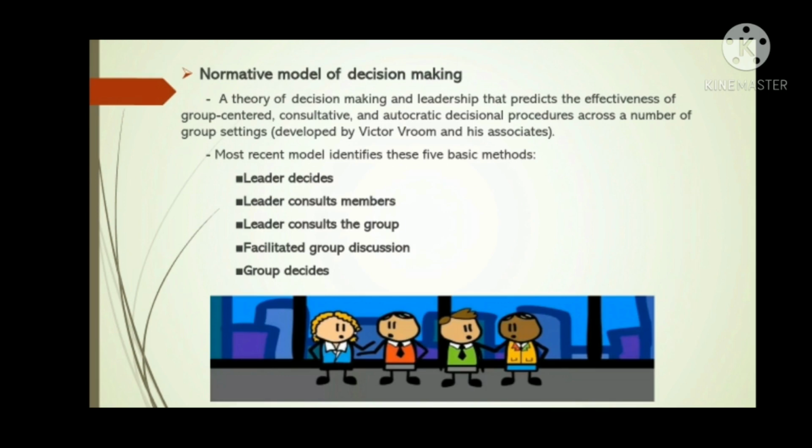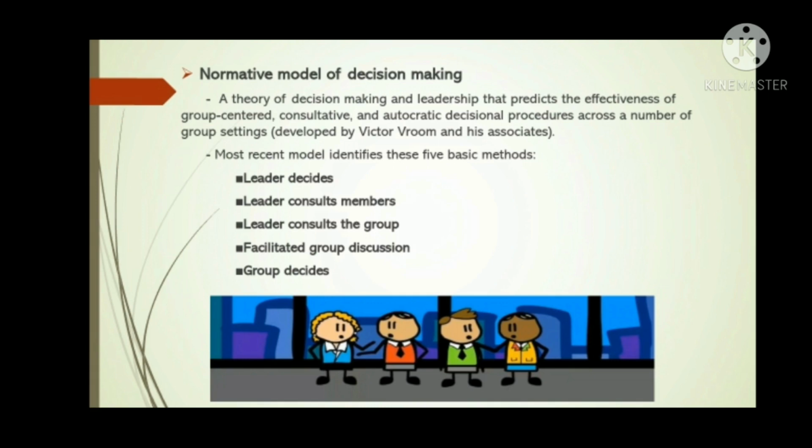Industrial organizational psychologist Victor Vroom, recognizing the pros and cons of using groups to make decisions, developed the normative model of decision-making to determine when the group's input on an issue is needed. It is defined as a theory of decision-making and leadership that predicts the effectiveness of group-centered, consultative, and autocratic decisional procedures across a number of group settings.